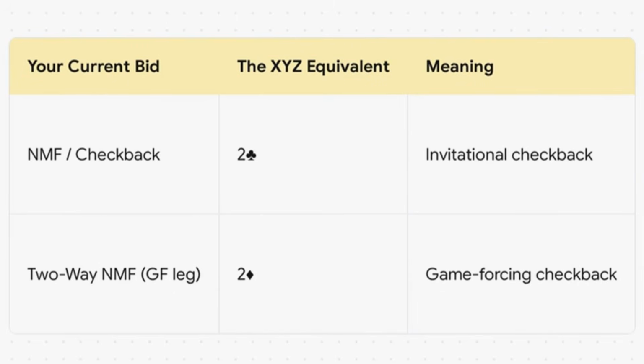Just look at the slide. If you play a standard new minor forcing or checkback, that artificial bid just becomes 2 clubs in XYZ. And if you play a 2-way version where you separate invitational hands from game-forcing hands, well, XYZ maps to that perfectly. 2 clubs is your invite, and 2 diamonds is your game force. It really is that straightforward.